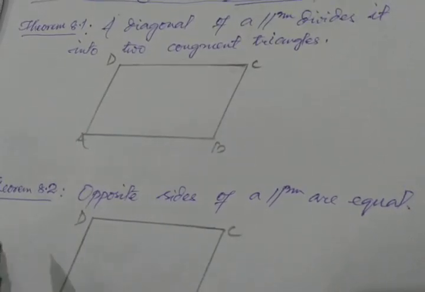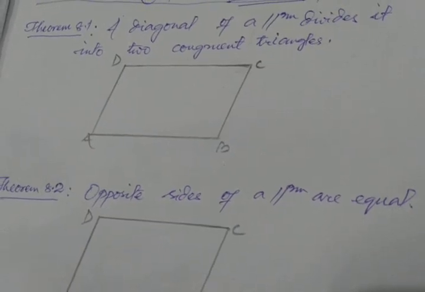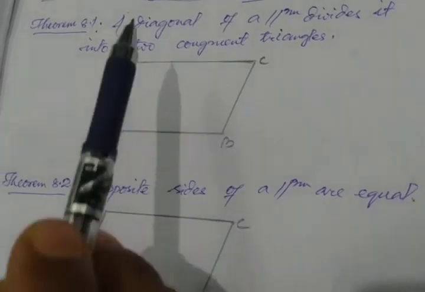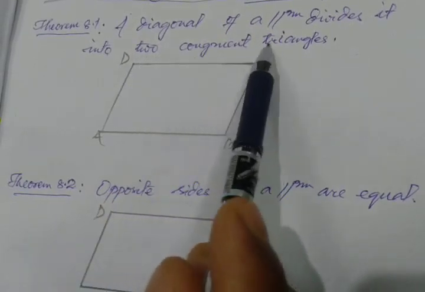Alright, we are going to see some properties of parallelogram from the chapter. Let's start with theorem 8.1. It says a diagonal of a parallelogram divides it into two congruent triangles.